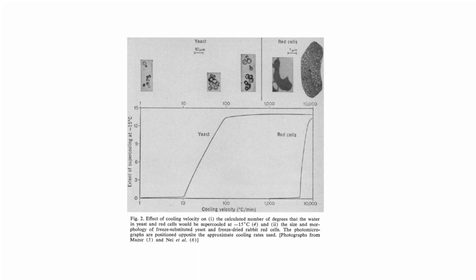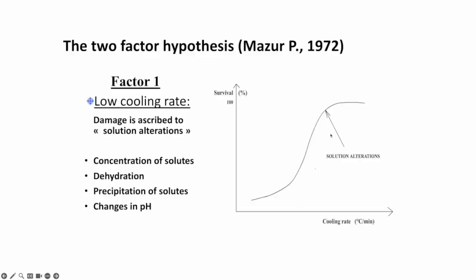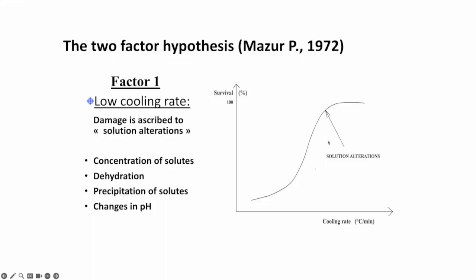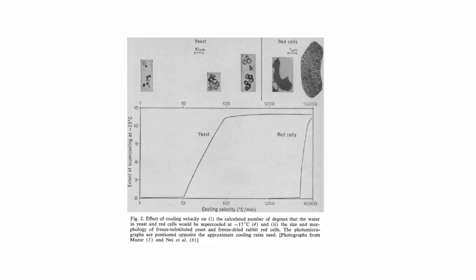The first part of the survival curve, namely, as you increase the cooling rates, the survival increases, because the concentration of solids inside the cell is at any temperature low. The consequence of that is that the cells become supercooled. And if the cells become supercooled, then they can freeze intracellularly by sudden nucleation.